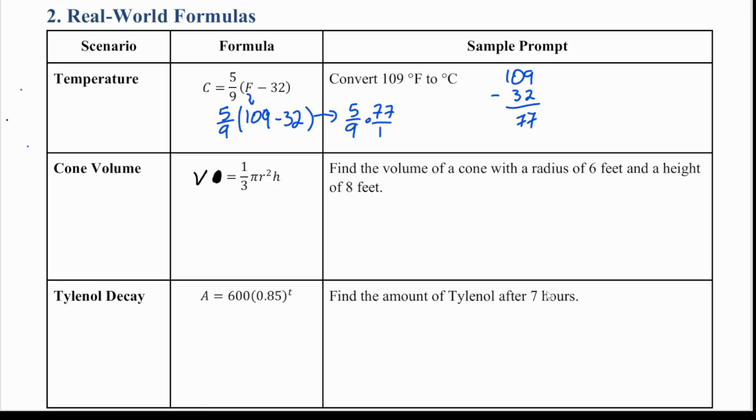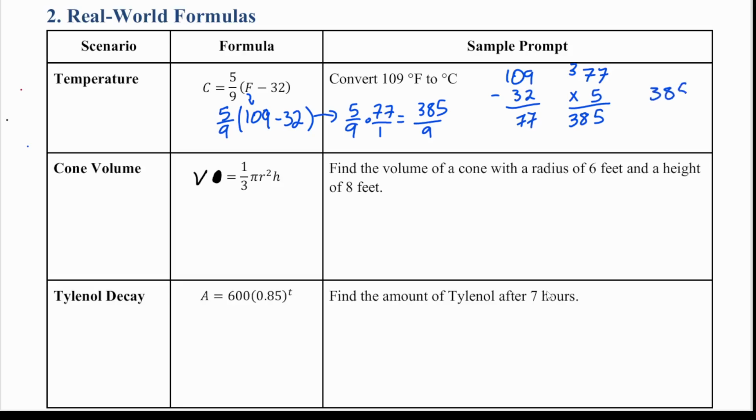From here you could either do this on a calculator or do it long ways. I'm going to just kind of do it the long way for illustration. So if you're doing 77 times 5, that would be 5 times 7 is 35. Write the 5, carry the 3. 5 times 7 is 35, plus 3 is going to give you 38. So you get 385 over 9.